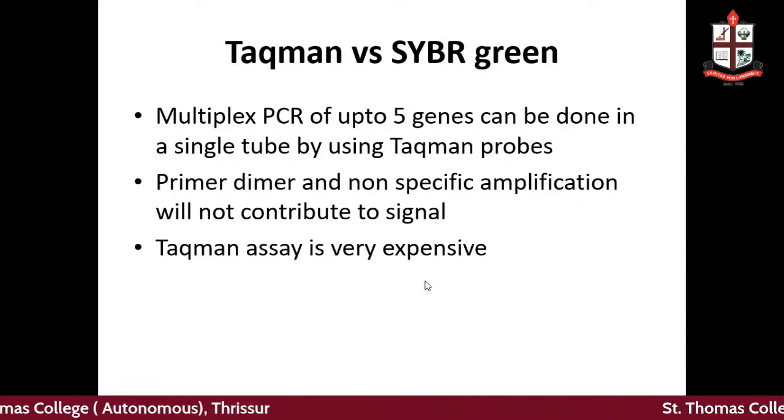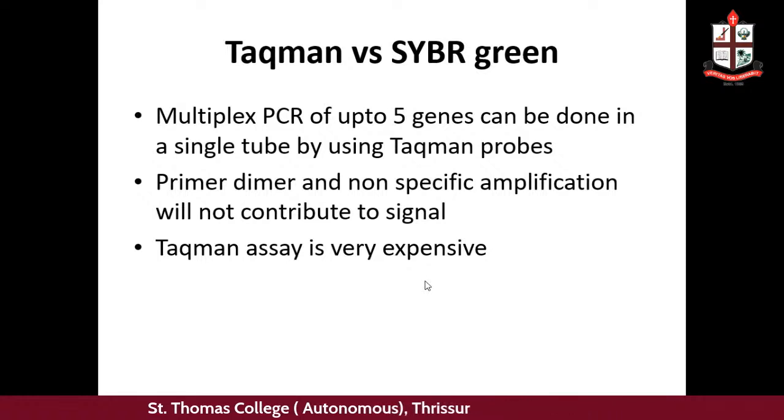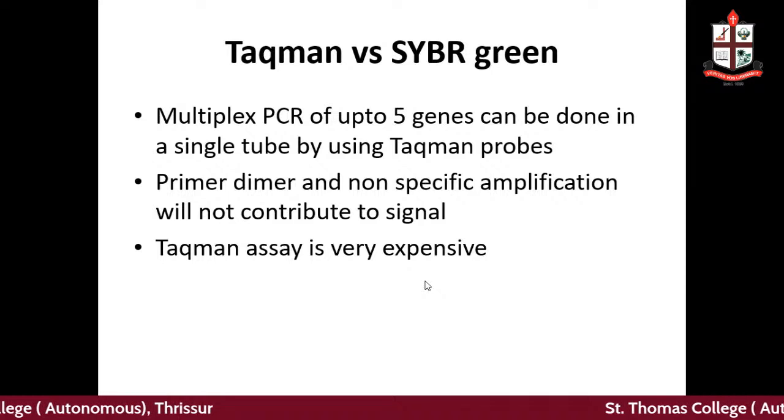But theoretically, multiplex PCR is good, but in practical terms, it's very difficult. Multiplexing 5 different genes is very difficult, because 5 different genes means 5 different primers.